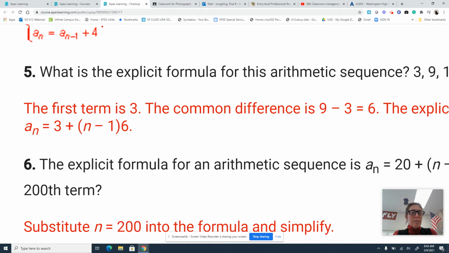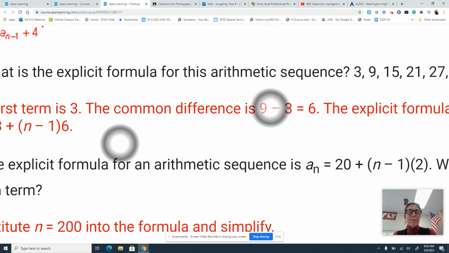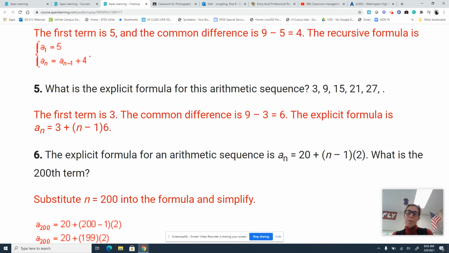3 right there is our first term. And then from there, you need to find the common difference. So 3 to 9, 9 to 15. We see that if we take 9 minus 3, the difference is actually a 6. Okay, so the explicit formula is written like this.